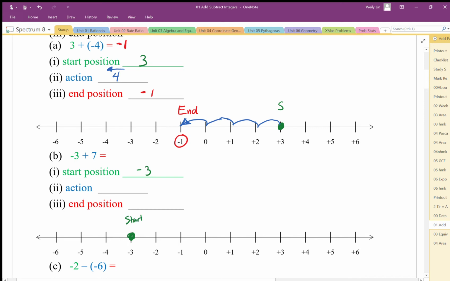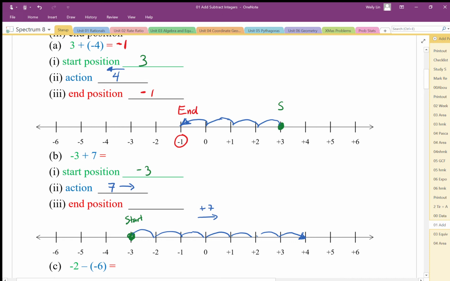What's going to happen from there? It says negative 3 plus 7. The plus 7 does not mean I'm at positive 7 down here. The plus 7 means I'm going to move 7 places to the right. So the action is 7 in this direction. I go 1, 2, 3, 4, 5, 6, 7. My arrow is going that way because I'm moving in this direction.